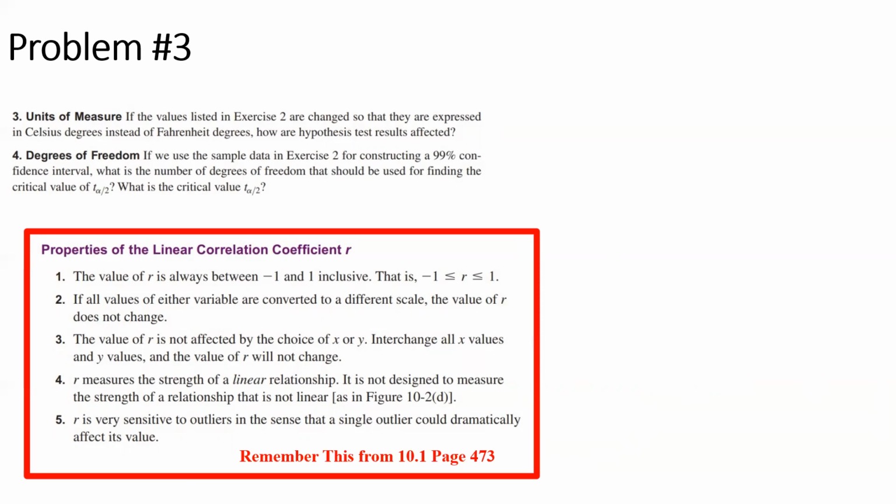Okay. Units of measures. If the values listed in exercise 2 are changed so that they are expressed in Celsius degrees instead of Fahrenheit degrees, how are the hypothesized test results affected? Yes, if all values are converted to a different scale, the value of R does not change. All right, and to add that, you have to remember, this was talked about when?